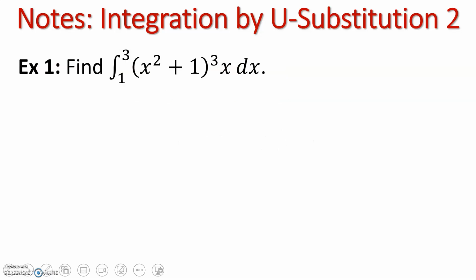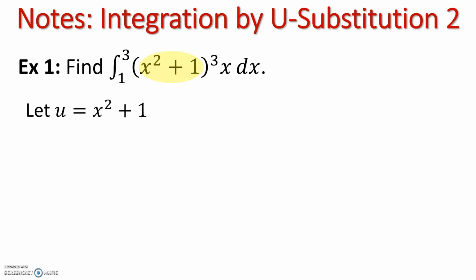Example 1. It says this: find the integral from 1 to 3 of (x squared plus 1) cubed times x dx. First thing we ask ourselves is, does U-substitution apply? We notice here that there is in fact a function inside another function. We see that x squared plus 1, this quadratic function, is inside this cubed function. So we're going to let that be our u.